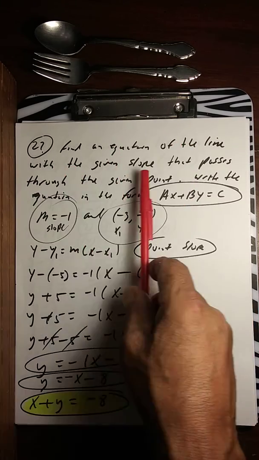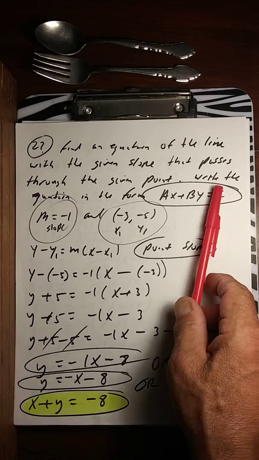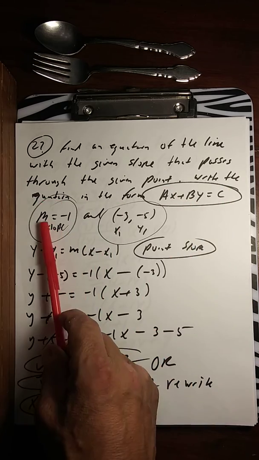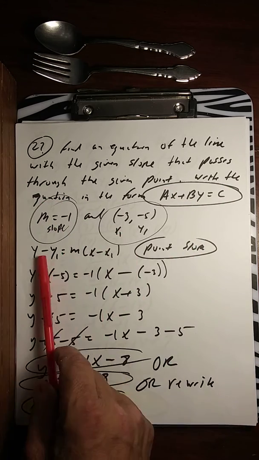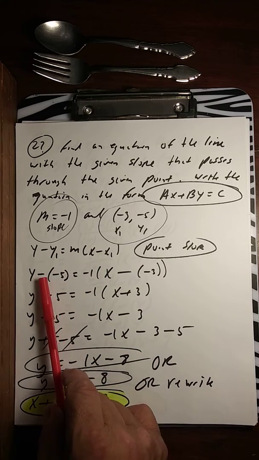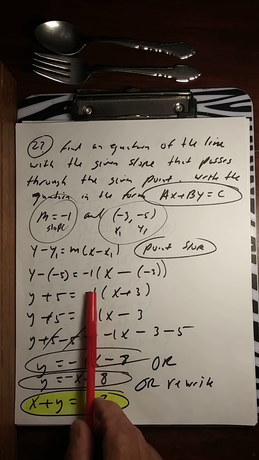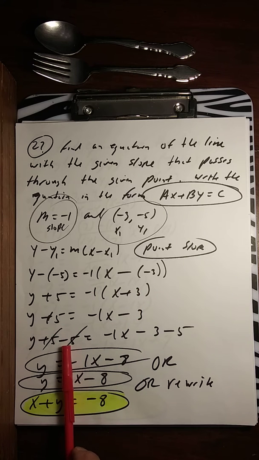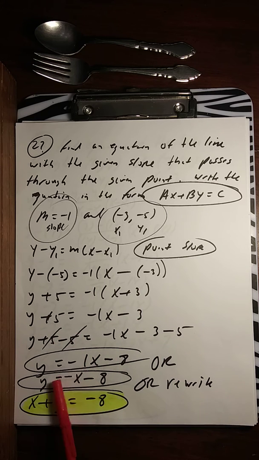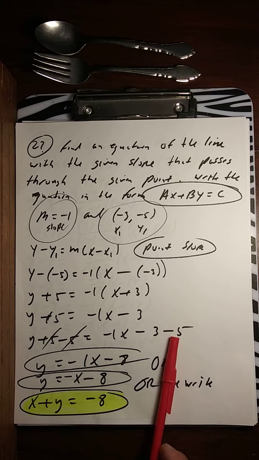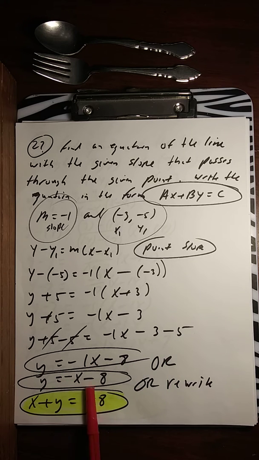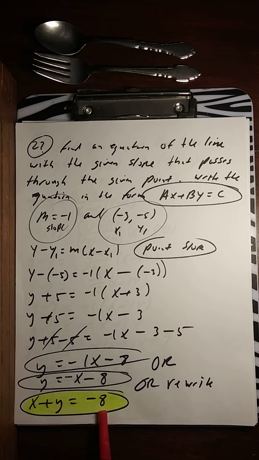Find the equation of a line with a given slope that passes through a given point. Write the equation in this form. So slope, point, put the numbers in the point-slope formula. Negative, negative is positive. That turns out to be negative x, and that turns out to be negative 3, negative 5. These are gone. So y equals negative 1x minus 8, or y equals negative x minus 8. Or you can bring this over to the other side and make it x plus y equals negative 8.